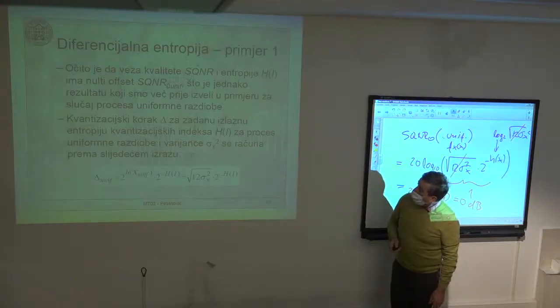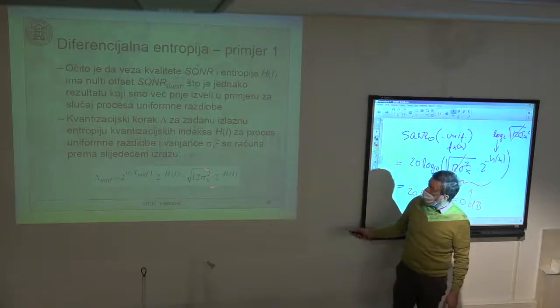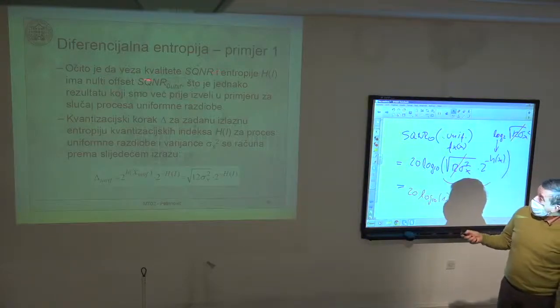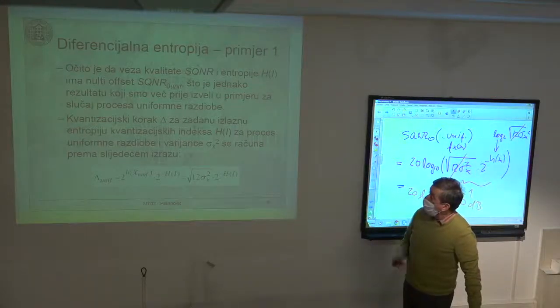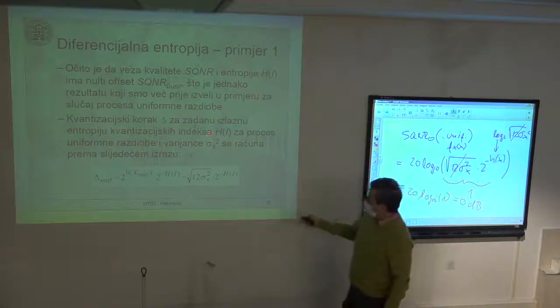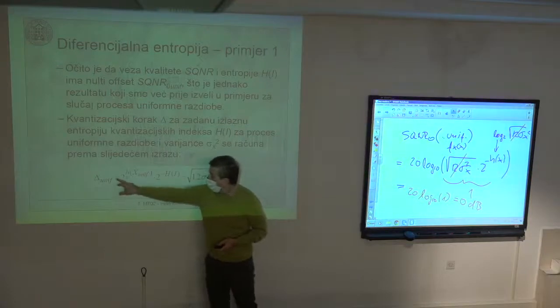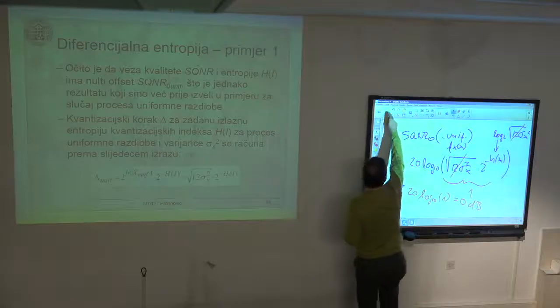Going further, we also want to find the step size. Obviously, the relationship between the quality and the entropy has 0 offset. It is the same as the result we had previously for the process with uniform distribution. The quantization step size delta for the given output entropy can then be found based on the variance of the signal, by simply inserting this differential entropy into the expression for step size.